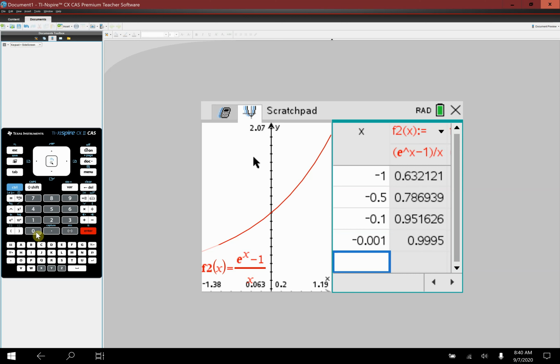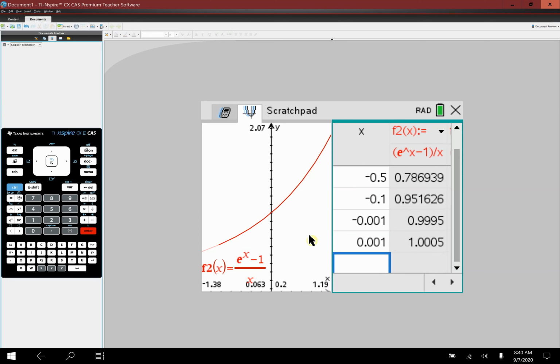Let's go to the right of 0. We'll just do the same thing, but like this. Okay, so just to the right of 0, it's almost 1. Just to the left, it's almost 1. I'm pretty darn convinced that this limit is going to end up being 1.